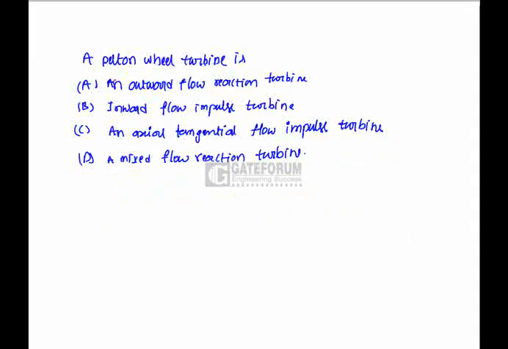A direct question. A Pelton wheel turbine is which type of turbine? A Pelton wheel is an axial, tangential flow impulse turbine. So option C is correct.